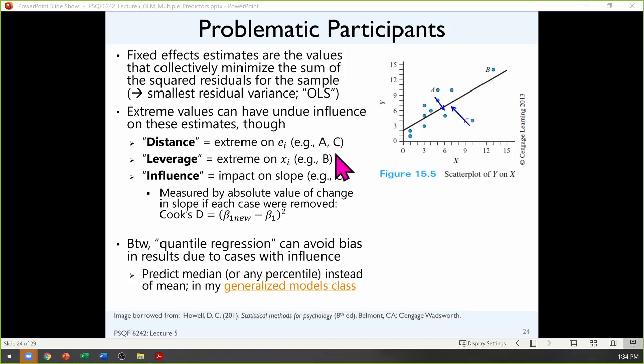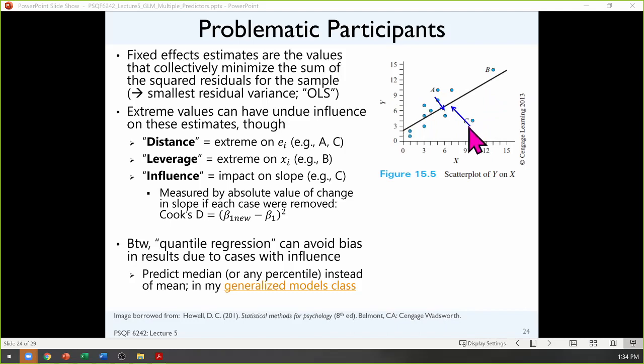Leverage is cases that have extreme values on the predictor, like B, who's up here. And influence is the big one. That's cases that have an undue influence on the slope. So like person C out here, if they weren't here, the slope would be more positive, like they're dragging the line down. Whereas like person B is an outlier. They look like they're away from the distribution, but the line was already heading out there anyway. So B isn't having undue influence on the slope. It's the combination of where you are on X and Y that matters.